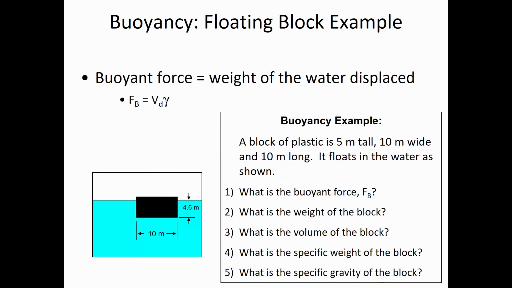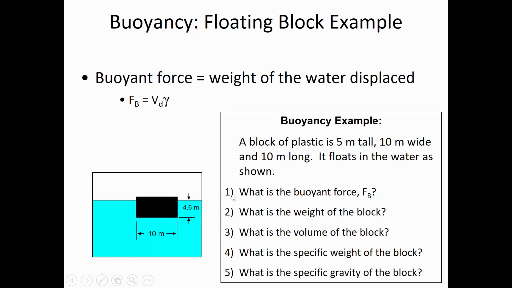To make that point about an object that's only partly under the water, let's consider this example where we have a plastic block, and it's a big one. It's 5 meters tall, 10 meters wide, and 10 meters long. It's floating in such a way that it's mostly submerged, but not all the way. Based on how an object floats, we can determine the specific weight and the specific gravity, ultimately.